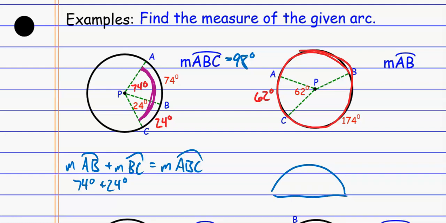It's 360 degrees, okay? And so the idea here is we're using that arc addition. So all of these arcs added together equal the whole thing. And so if I call this guy X here, that I don't know, well, then it just means that X plus the 62 plus the 174 is going to equal the whole arc. Well, the whole arc is 360 degrees.